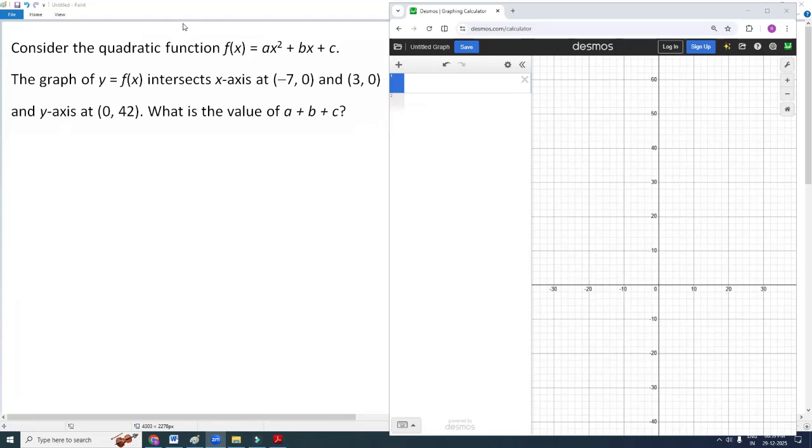Consider the quadratic function f(x) = ax² + 2bx + 2c. The graph of y = f(x) intersects the x-axis at (-7, 0) and (3, 0) and the y-axis at (0, 42). What is the value of a + b + c?